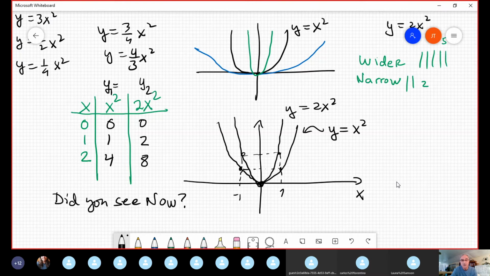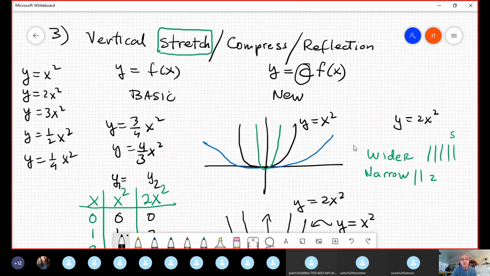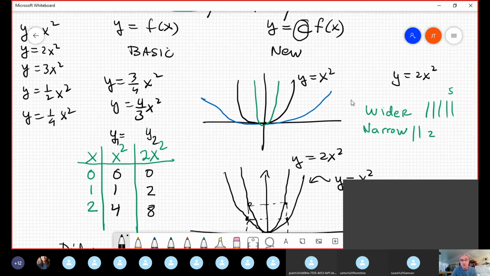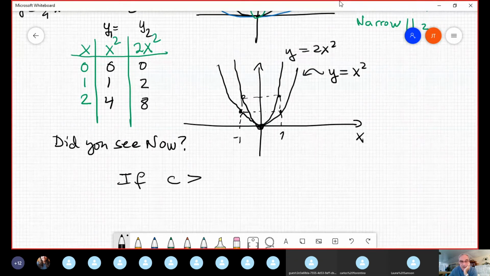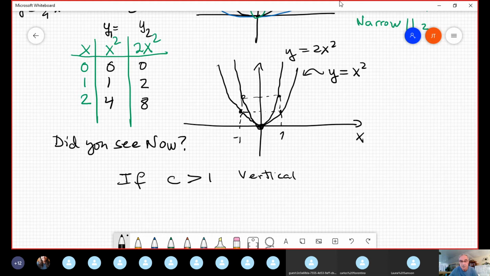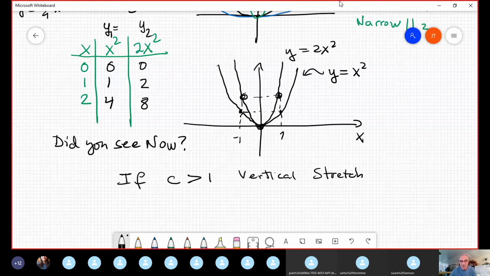The conclusion is that this transformation we studied, by the way, is the third one. We have stretch, compress, or reflection. If C is greater than 1, we have a vertical stretch. Suppose in this example C equal 2. It was a vertical stretch. Do you understand what vertical stretch means?